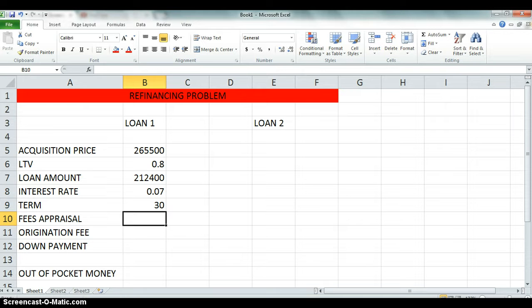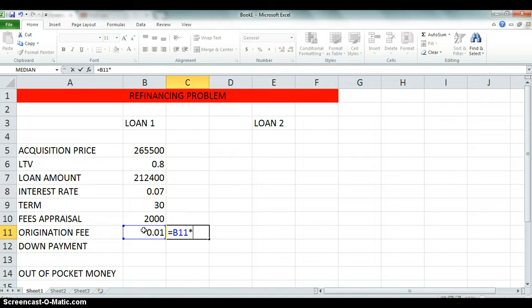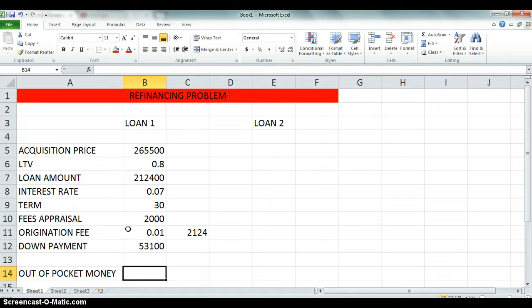The appraisal fees is $2,000. The origination fee is 1%, which we will calculate right next to it, which is equal to 1% times the loan amount. And then finally, the down payment will be equal to the acquisition price minus the loan amount, and that will be the amount of money that we will have to put as a down payment, because it's the money that we won't get from the loan.